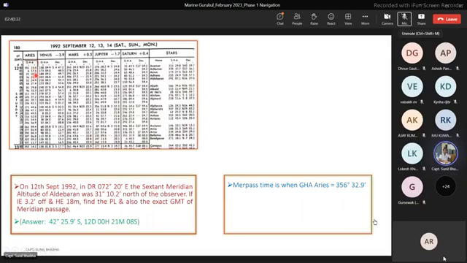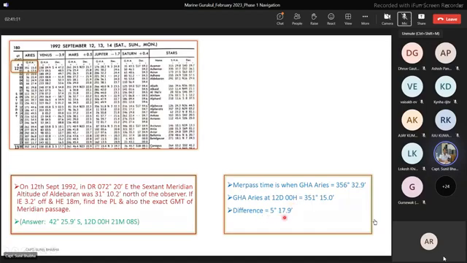Now let's note down the value of GHA Aries at 12th day 00 hours, and this value is 351 degrees 15.0 minutes. The value which we require is 356 degrees 32.9 minutes. So let's find out the difference, what remains. The difference comes out to be 5 degrees 17.9 minutes. Now this difference is basically because of some minutes and seconds after 00 hours, which will lead to this much of increment in the GHA.